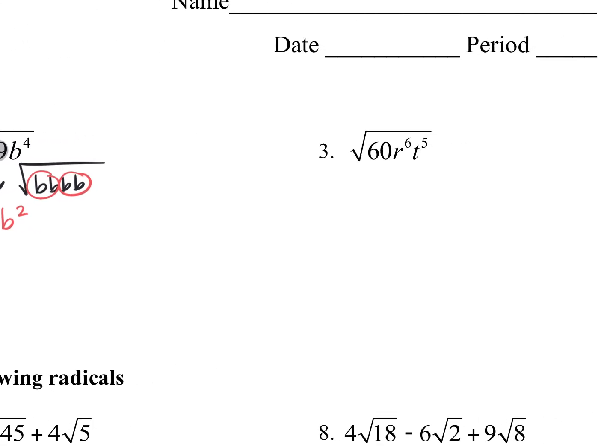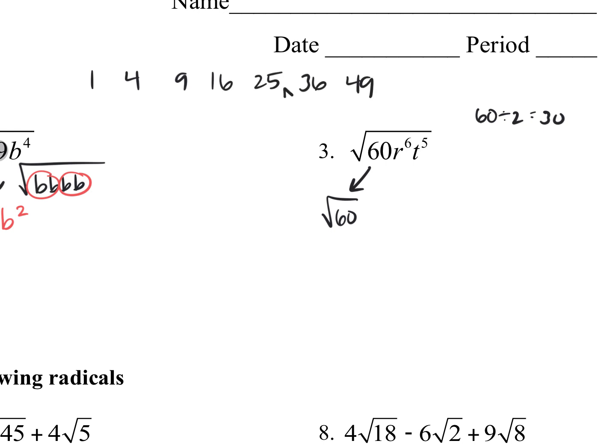Number 3, I've got the square root of 60, r to the 6th, and t to the 5th. So if I simplify 60 first, 60 divided by 2 gives us our starting place. So all my perfect squares list. 30 is right here, so I'm going to start by checking 25 first. Does 60 divide by 25 evenly? No, it does not. So I'm going to check 16.